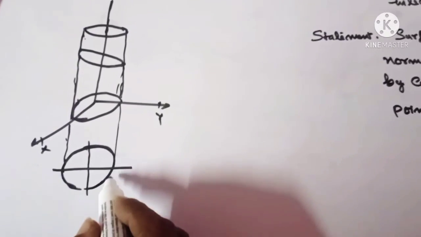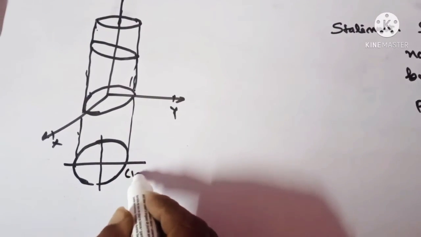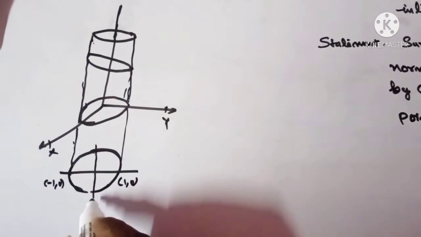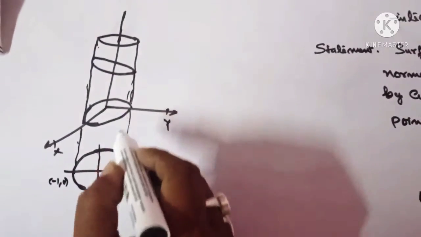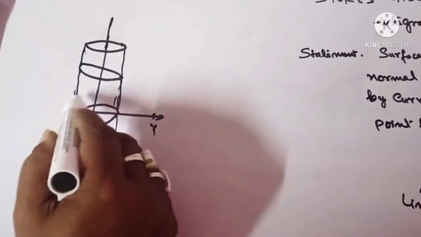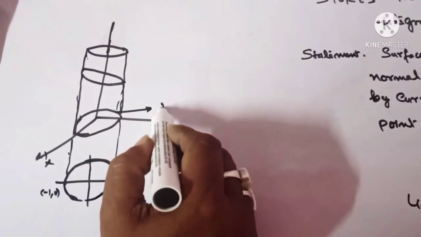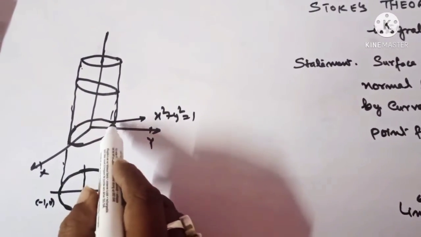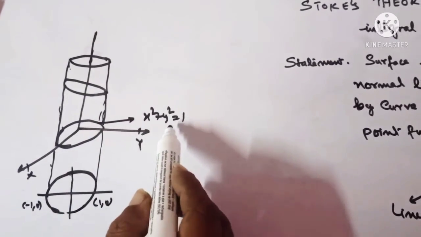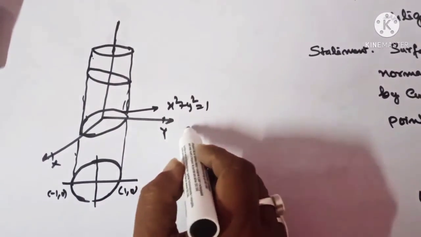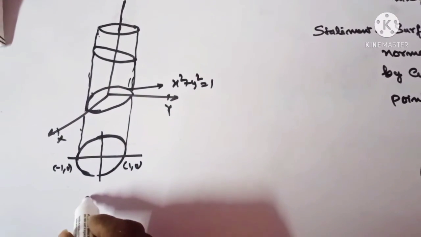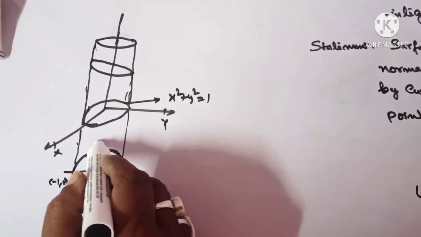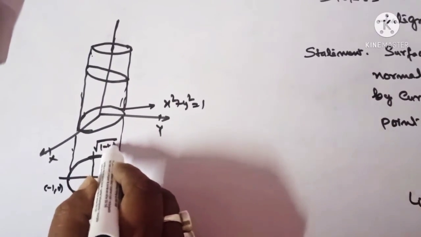Here you will find this radius is 1, with points (1, 0) and (-1, 0). Here your cylinder equation is given as x squared plus y squared equal to 1. So this is a circle. Here your base is a circle. Your radius is 1, and your y component will range from -root(1 minus y squared) to root(1 minus y squared).